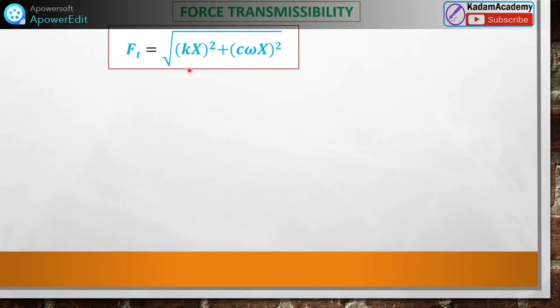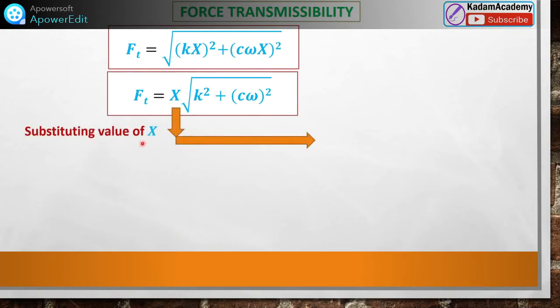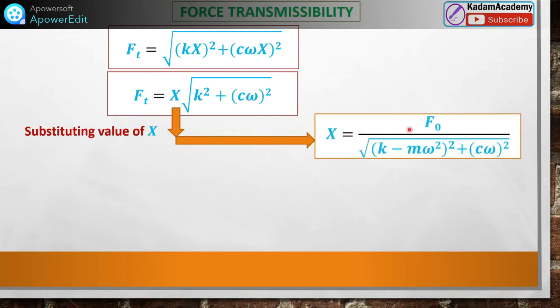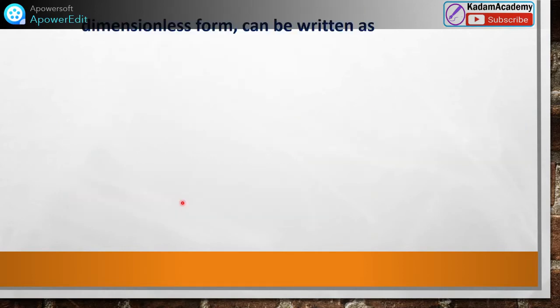This Ft is equal to what we have written, just taking x common outside and putting the value of x. What is x? x is the amplitude value for this harmonic force. I have already studied this; watch the video for the magnification factor also, and the equation of motion. The calculated value of x is equal to F0 upon the square root of [(k minus m omega square) bracket square plus (C omega) bracket square]. This is the denominator. Putting the value of x in this equation, this is the term. Got it? After this, what will happen?